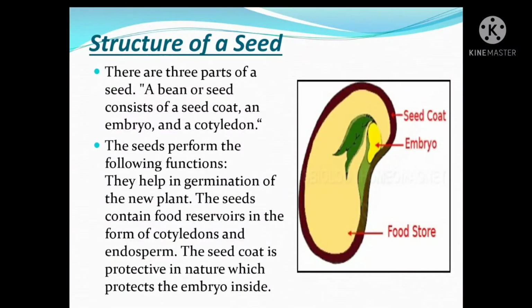Now we will discuss the structure of a seed. Children, as you can see in this image, there is a seed coat, embryo, and food store. They are the three parts of a seed. A bean or seed consists of a seed coat, an embryo, and a cotyledon.